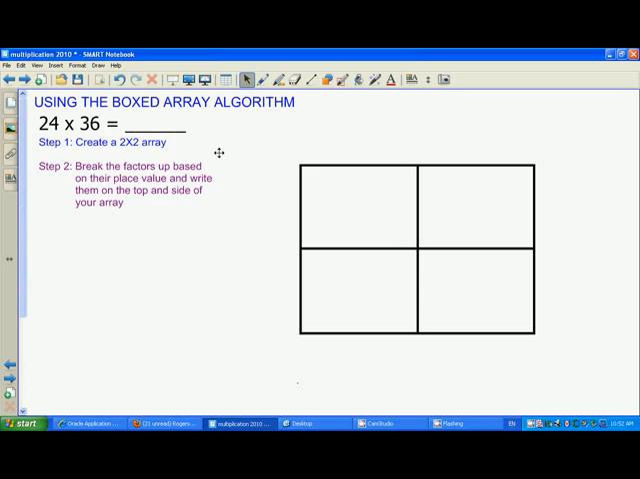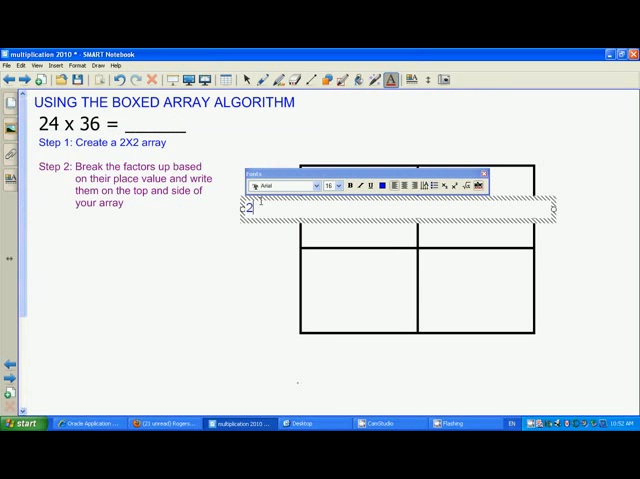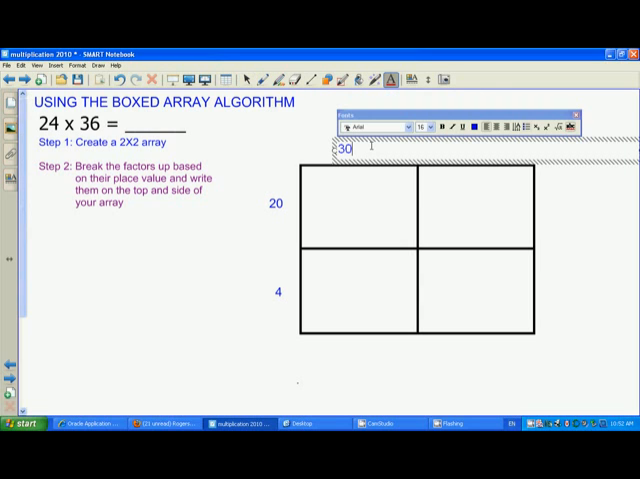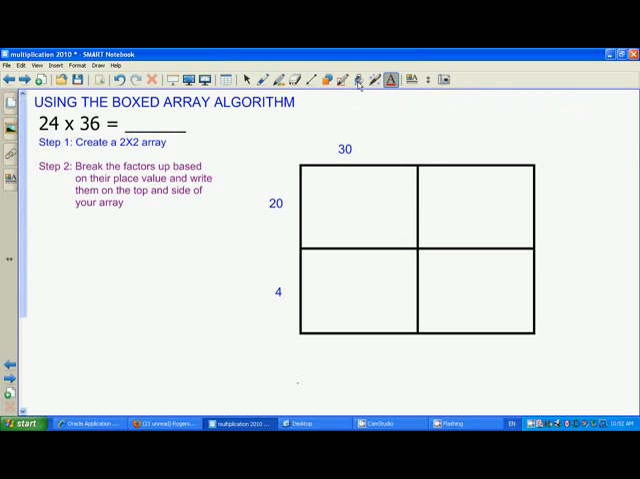Where they go isn't that important, but I'm going to simply take my first number, 24, and I'm going to put the tens here, and I'm going to put the ones down here. And then I'm going to take my 36 and do the same thing. I'm going to break it up. I'm going to put the tens here and the ones over here.